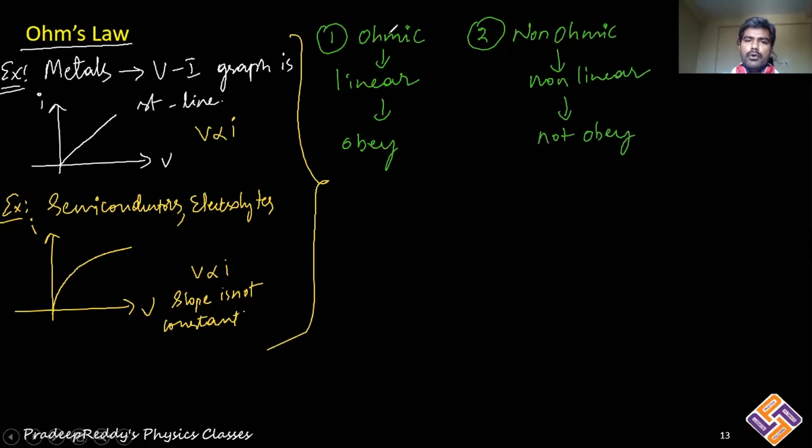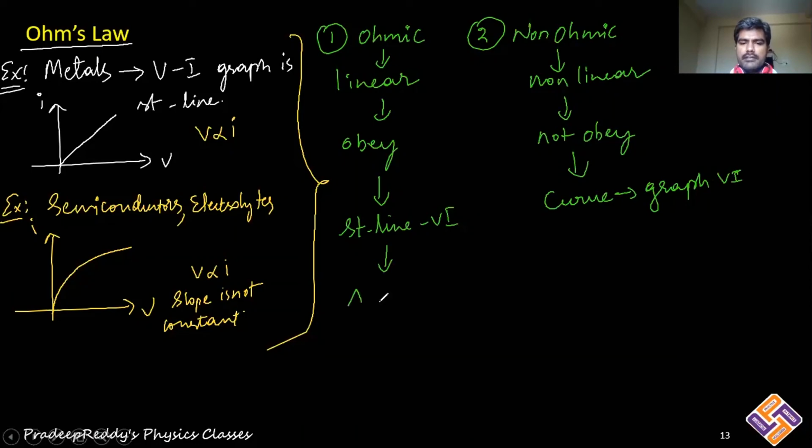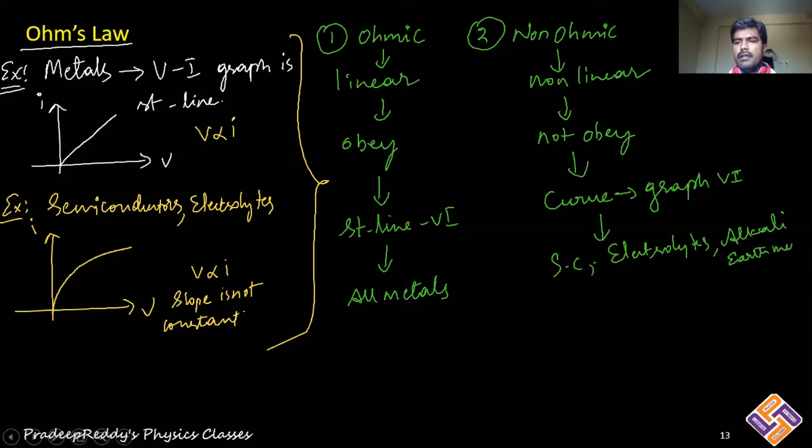The VI graph for ohmic conductors is a straight line. But in the case of non-ohmic conductors, you will be getting a curve graph. Examples of ohmic conductors: all metals. Examples of non-ohmic conductors: semiconductors, electrolytic solutions, electrolytes, alkali earth metals. So these all are examples of non-ohmic conductors.